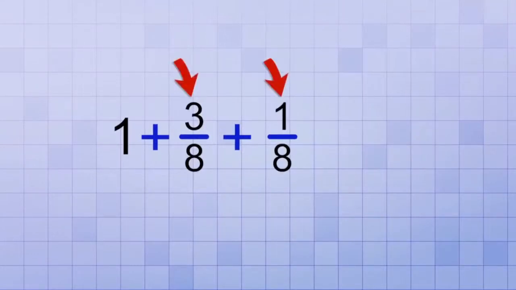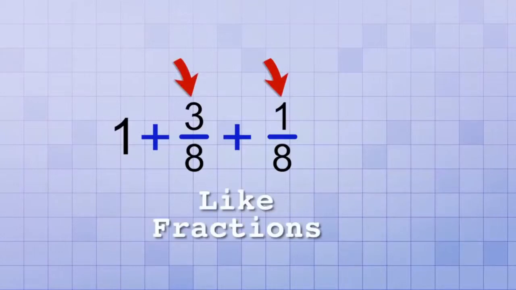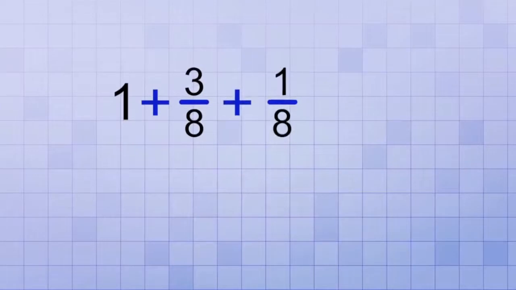That looks pretty easy also. 3/8 and 1/8 are what we call like fractions. They have the same denominator and can be added easily. 3/8 plus 1/8 equals 4/8. So our answer is simply the mixed number 1 4/8.